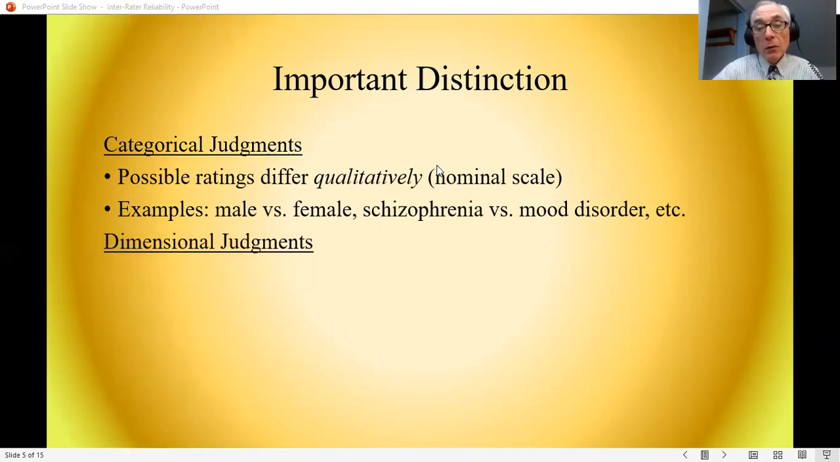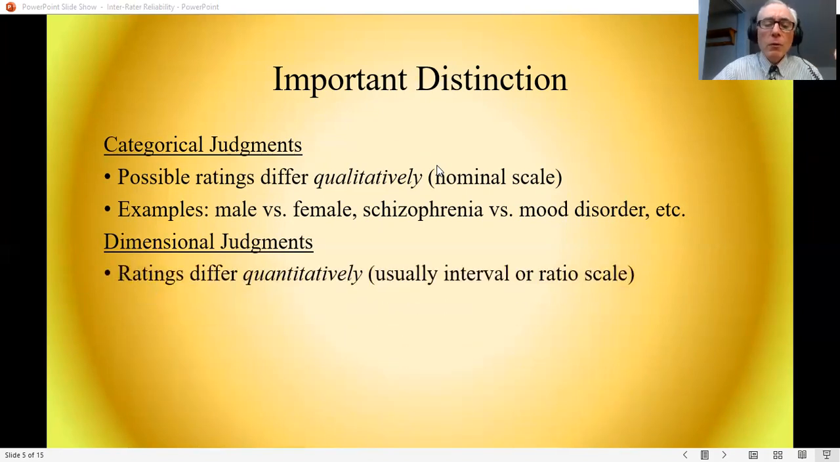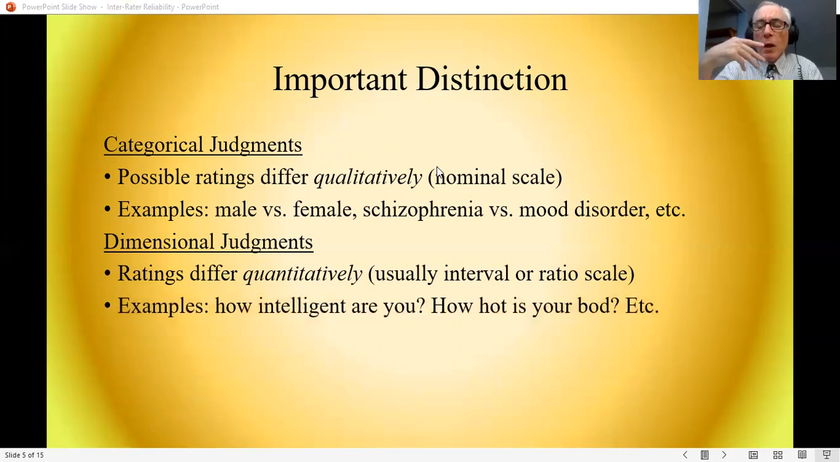And then on the other hand, there are so-called dimensional judgments where we're basically on an interval or ratio scale. We're talking about quantitative differences now rather than qualitative. So we're saying things like, what's your IQ? Where do you stand on a scale of something that we think is related to intelligence? Or even on the 1 to 10 scale, where am I on the hotness scale? Don't answer that. But these are, again, dimensional ratings where we're assigning something that's really a score to what we are observing.